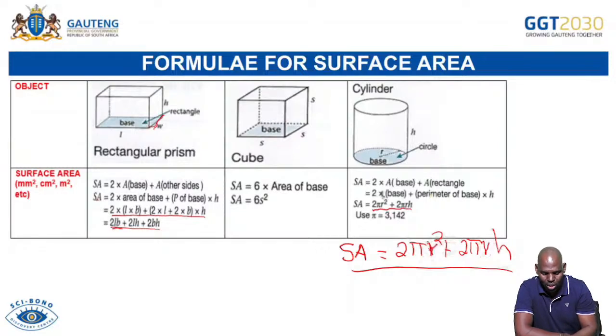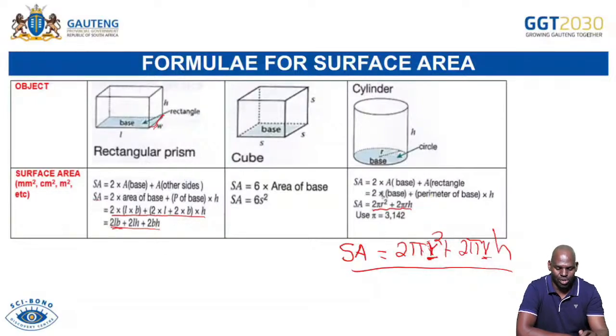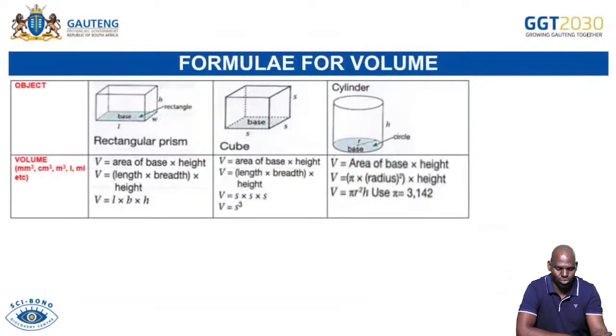So please make sure that the radius that you substitute there is the same as the radius that you substitute here. You can't substitute 5 there and then substitute 4 here, because it's the same radius. So please make sure that you substitute correctly. Right, and then of course the value of pi, as always, is 3,142.